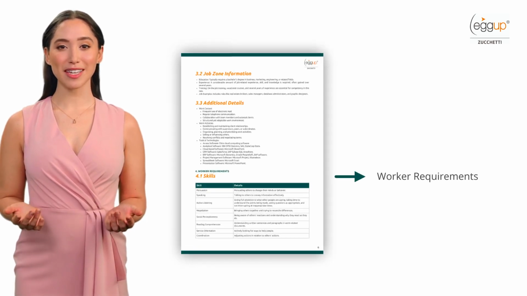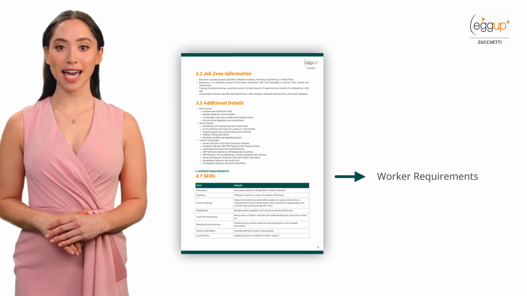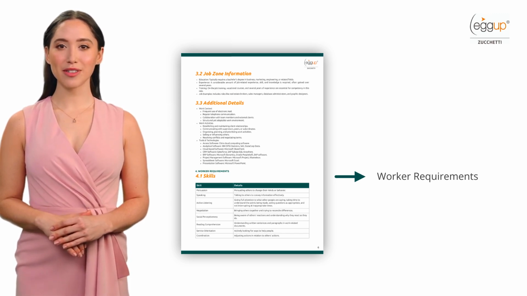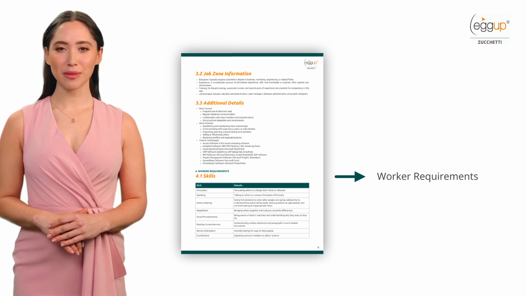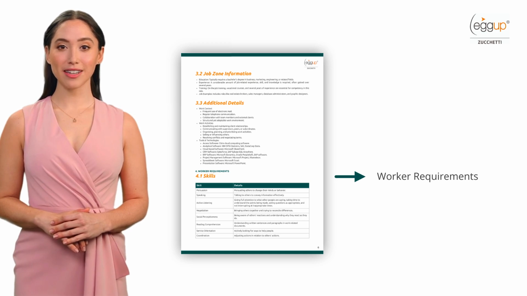Worker requirements. This section provides a list of skills, such as critical thinking and active listening, necessary to perform the job effectively. This part of the document helps to identify the personal and professional traits an individual must possess to succeed in the role.